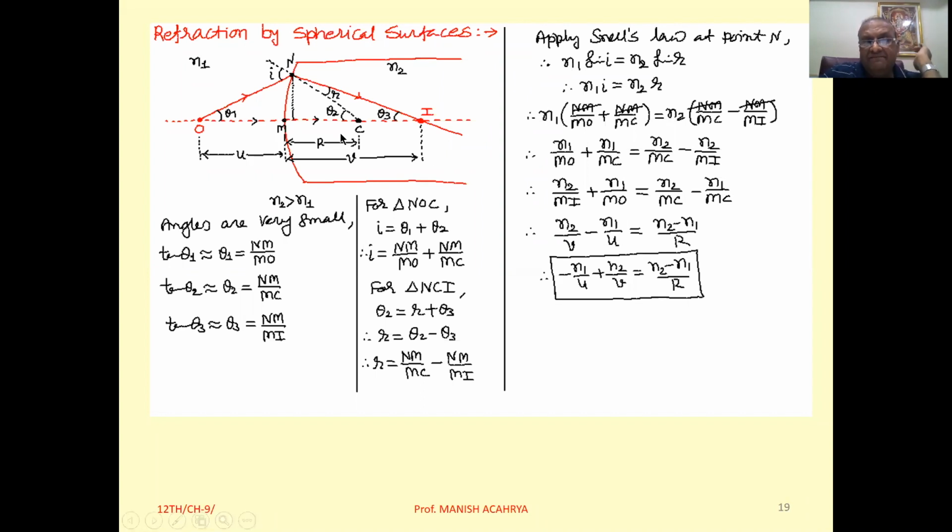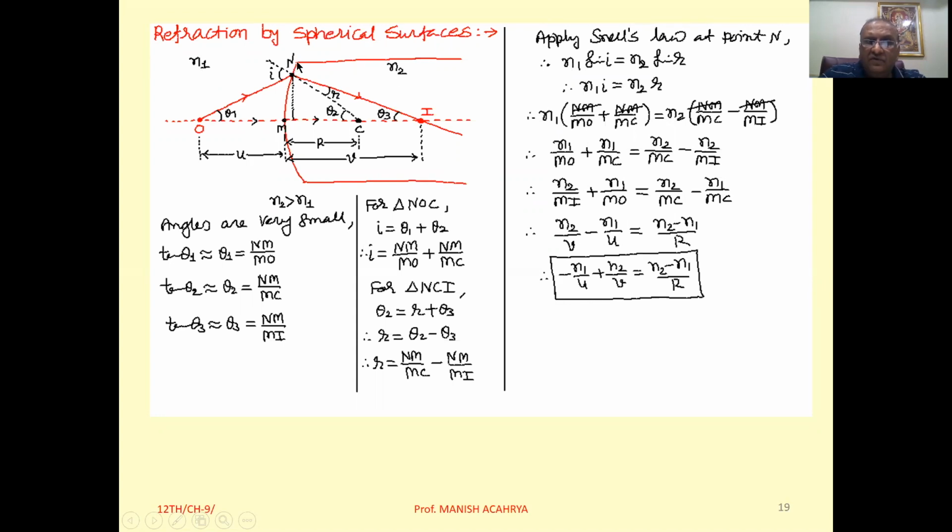Okay, suppose we have a spherically curved surface as shown in the figure. The refractive index of this medium, the spherically curved one, is N2, and for the first medium from which the ray entered this spherical surfaced medium, the refractive index is N1, and here N1 is less than N2.